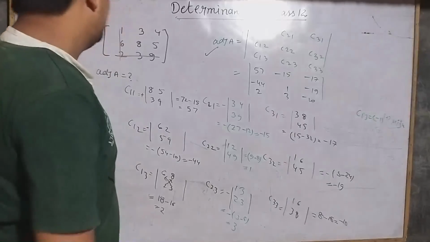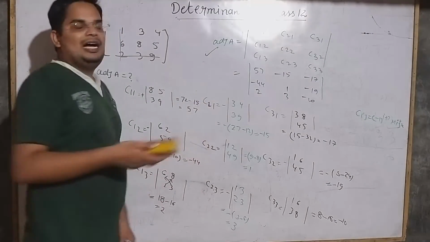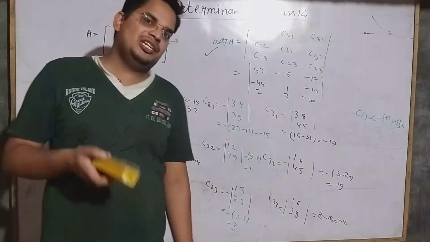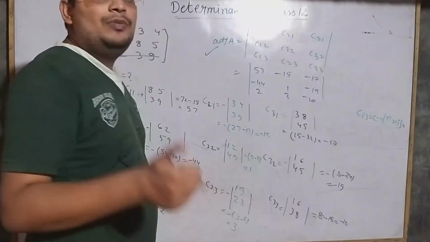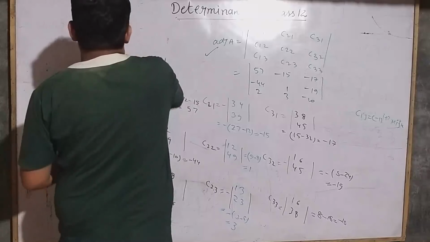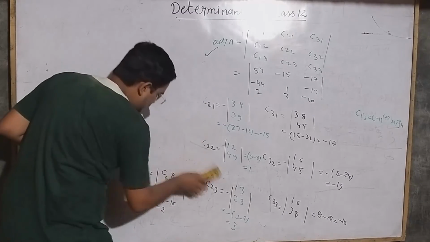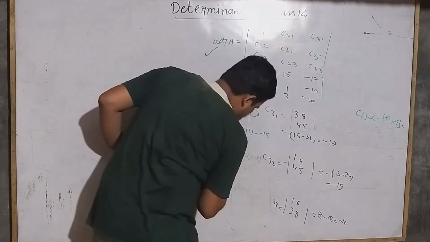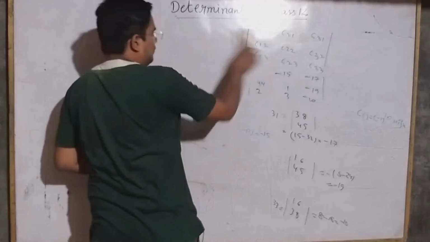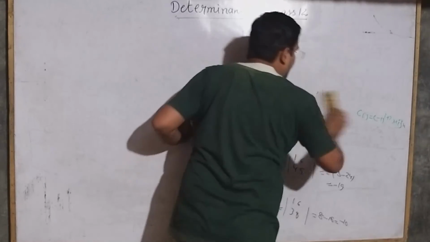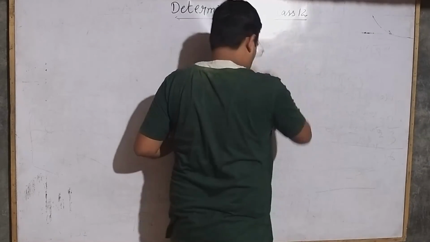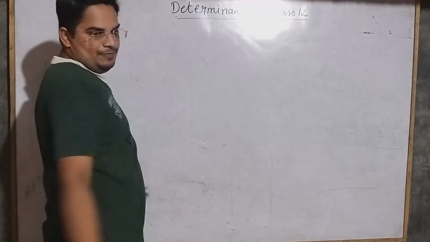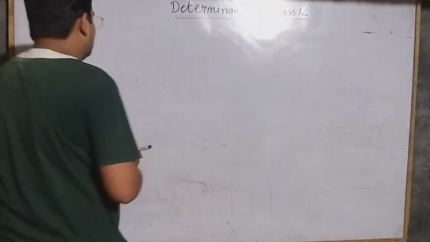Let's talk about the next part. We have discussed the adjoint of A. Now I am going to tell you how to find the inverse of any matrix with the help of determinant. See how to do it. Okay, fine. Now I am going to tell you about the inverse of any matrix.